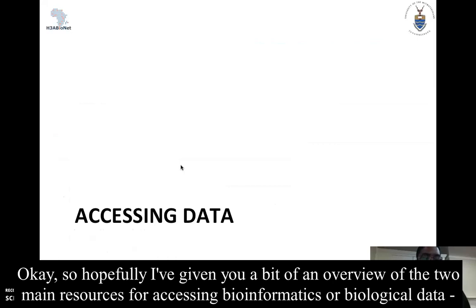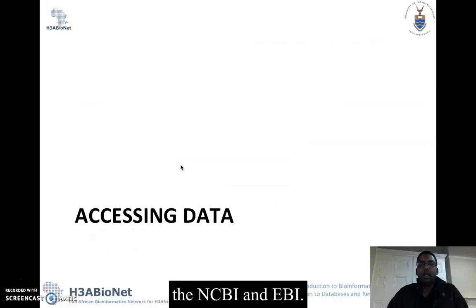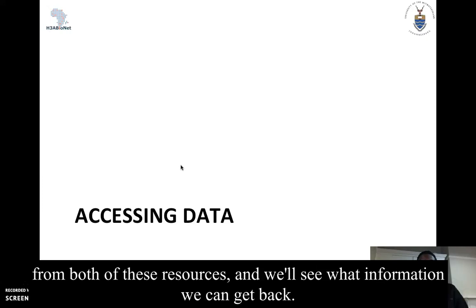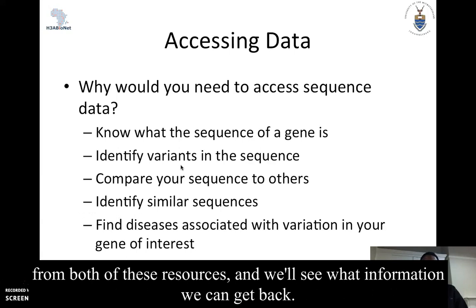Okay, so hopefully I've given you a bit of an overview of the two main resources for accessing bioinformatics or biological data, the NCBI and EBI. And what I'm going to do now is go through some examples of extracting information for a particular gene from both of these resources, and we'll see what information we can get back.